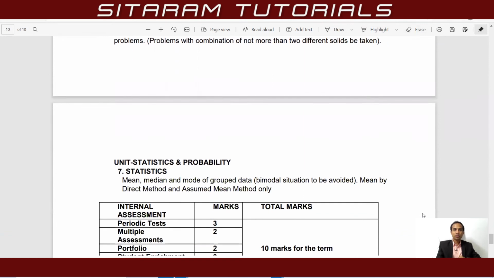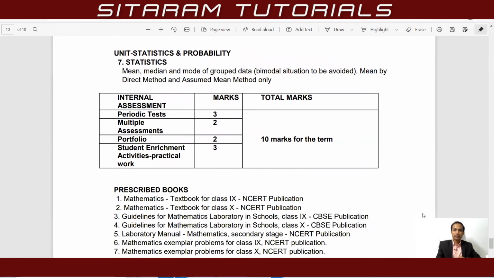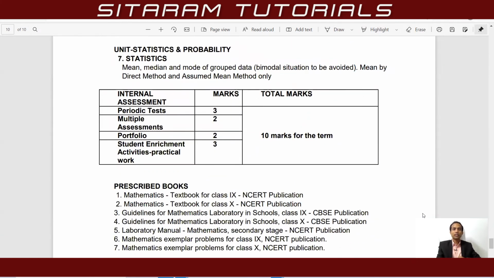Now going to the next topic, that is statistics and probability. In this, only statistics is going to come. Probability we already finished in the first term. So in statistics, mean, median, mode of grouped data, bimodal situations to be avoided. If there is only a single mode, we call it unimodal, and if there are 2 modes, we call it bimodal. So bimodal situation questions are not going to come for the exam.